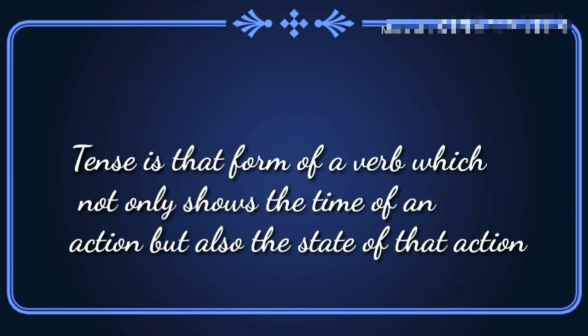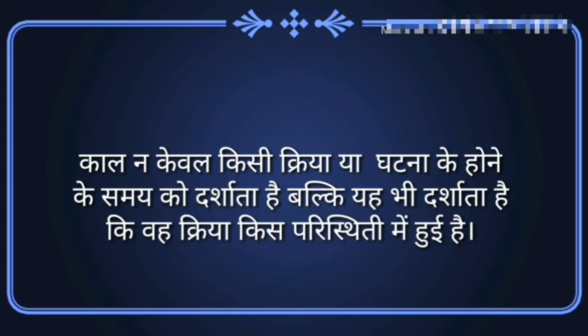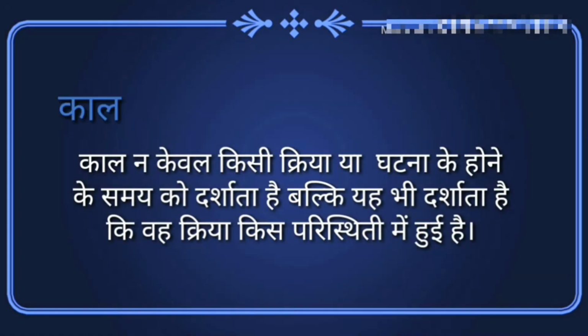Tense is that form of a verb which not only shows the time of an action but also the state of that action. तो इस प्रकार से हम कह सकते हैं कि टेंस या काल ना केवल किसी क्रिया या घटना के होने के समय को दर्शाता है बल्कि यह भी दर्शाता है कि वह क्रिया किस परिस्थिति में हुई है.